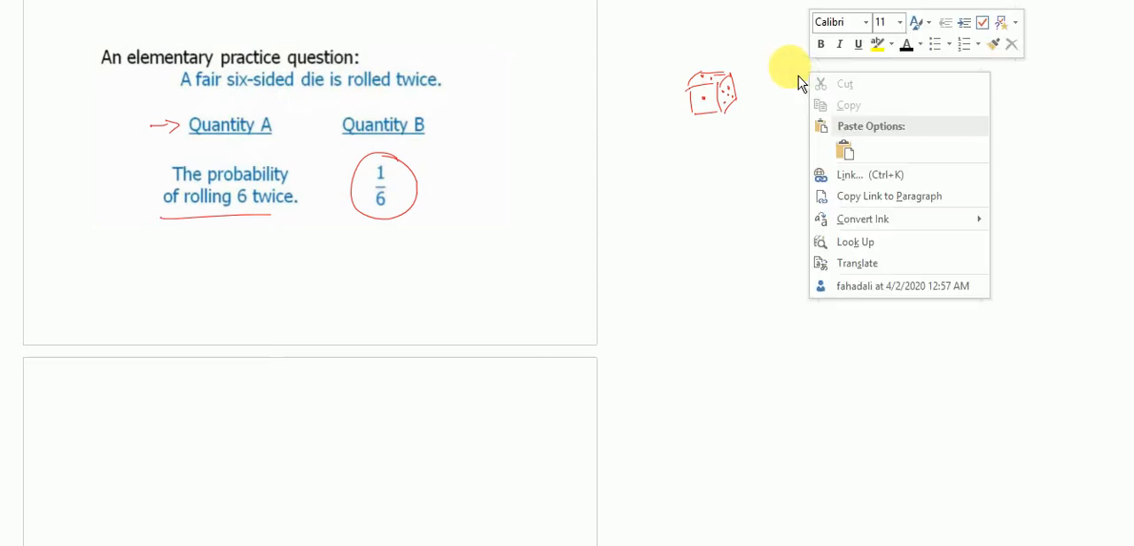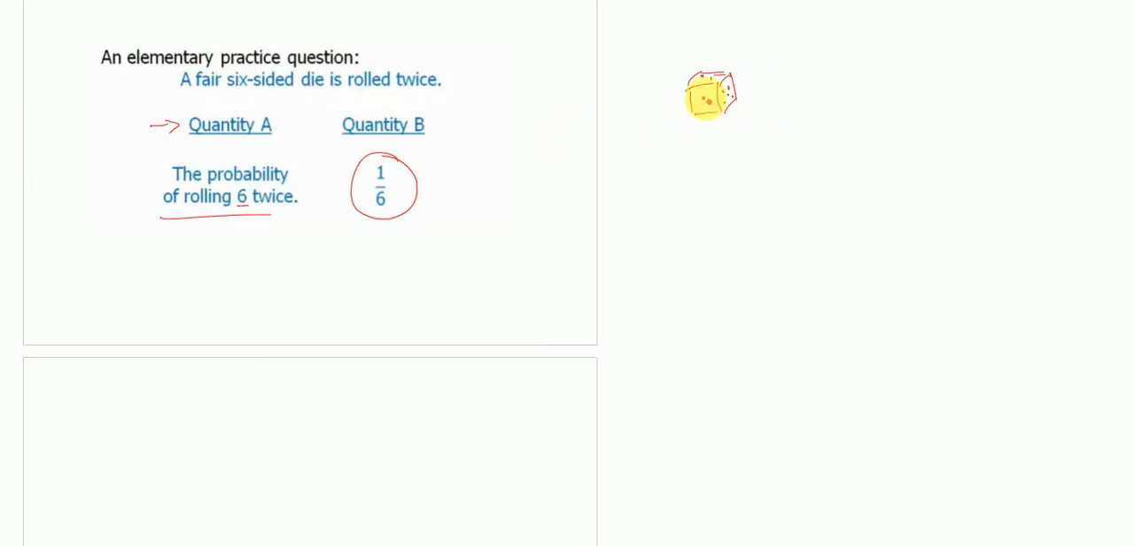So what's quantity A? The probability of rolling 6 twice, or the value 1/6. So what's the probability of rolling 6 twice? When I roll the die once, what's the probability of rolling 6 once? Since there are 6 faces on the die and the number 6 appears only once, the probability of rolling 6 once is 1 divided by 6.